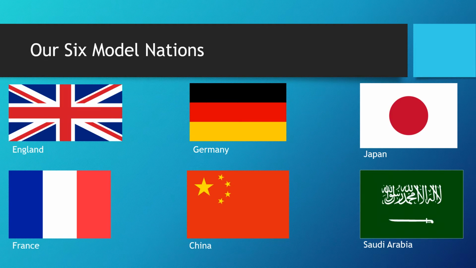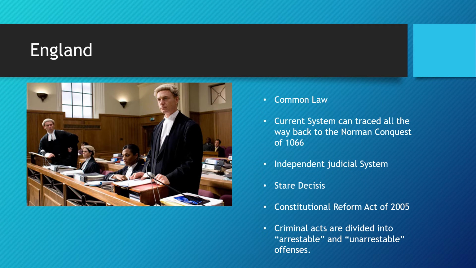The 6 model nations in which I will analyze, compare, and contrast each justice system with one another are England, France, Germany, China, Japan, and finally Saudi Arabia. The first of these model nations to be examined is England.